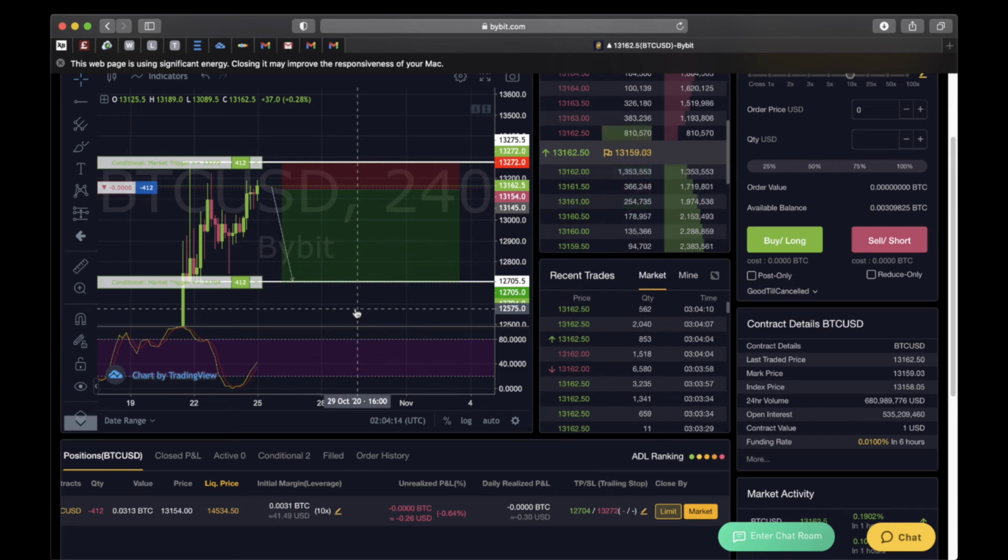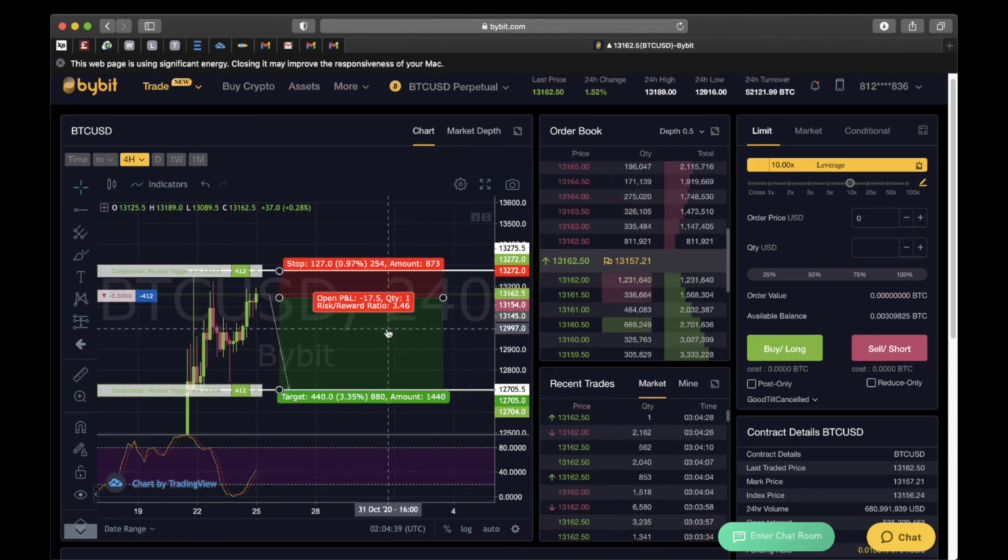And never take a trade without calculating your position size. Never take a trade without setting your stop loss. Stop loss is very, very important. Without a stop loss, you are going to lose your account. You are going to blow your account. You are going to get killed in the market. Do you understand? So that will be all for ByBit.